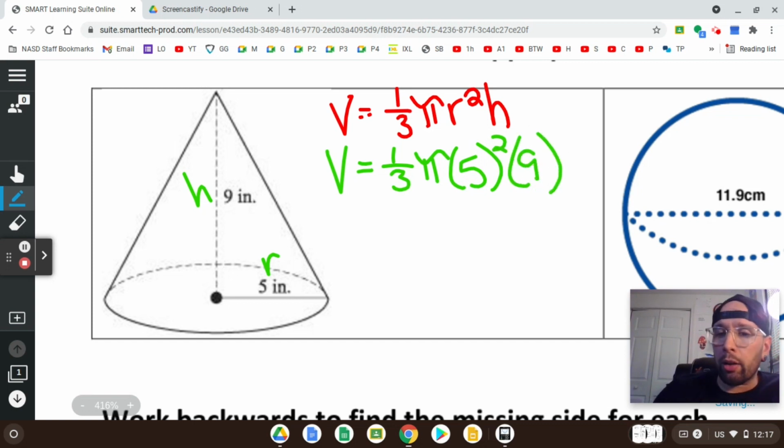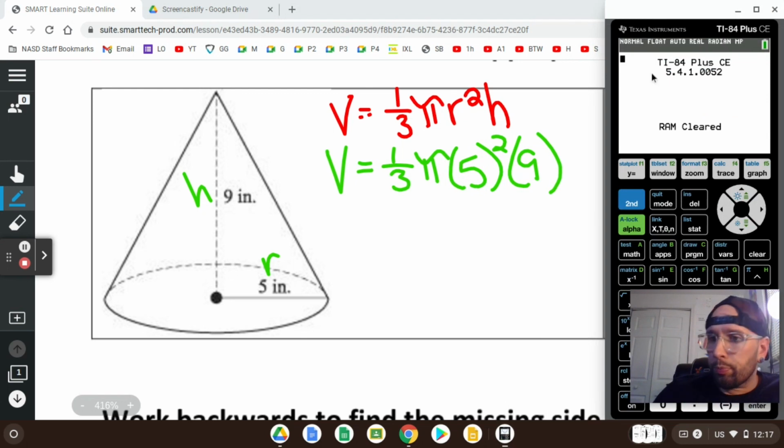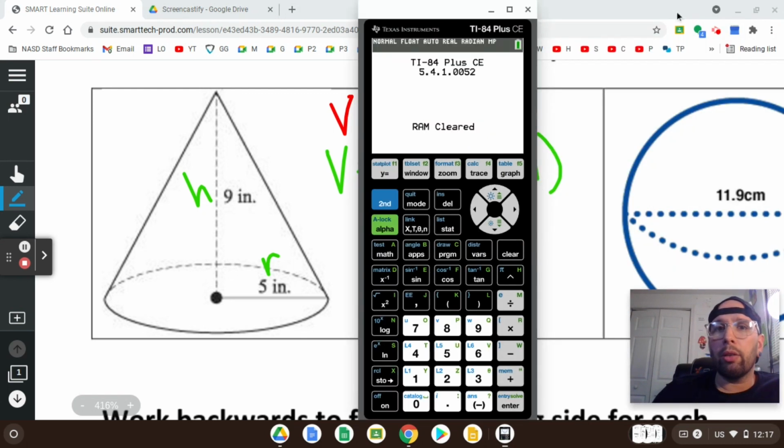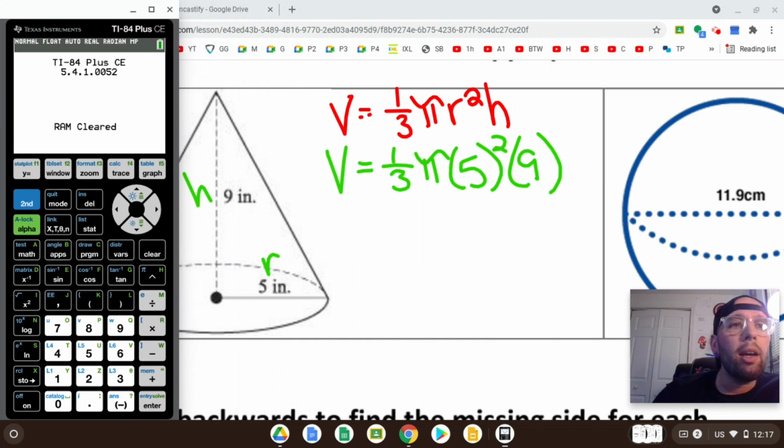Now I'm going to whip out my calculator here. Let's move the calculator to the left. I type out 1/3 by doing parentheses 1 divided by 3. Pi is the second caret button. 5 is 5 squared, and then we have times 9. Hit enter, and there you have it.